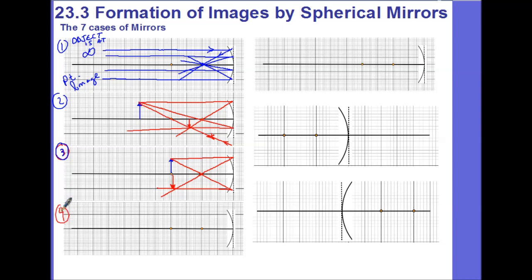So case number 4 here, switching the color scheme. Let's see if I can't go back to blue. There we go. Case number 4 would now be when I'm inside of the center of curvature, but outside of F. So let's go ahead and draw one right here. So this might be our object. We've moved it inside the center of curvature. Let's draw some of these rays here.